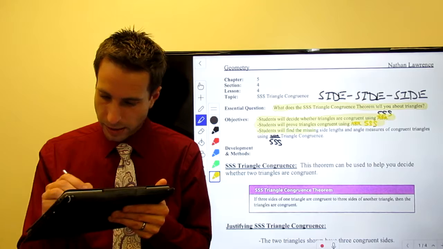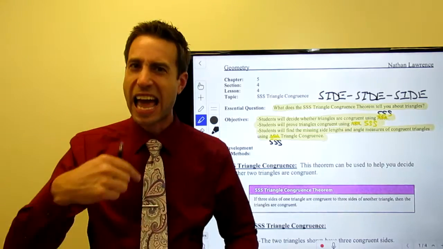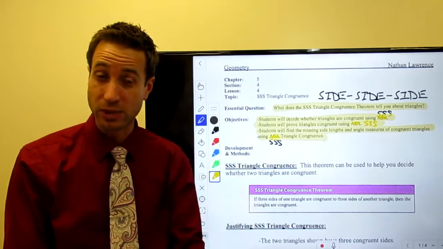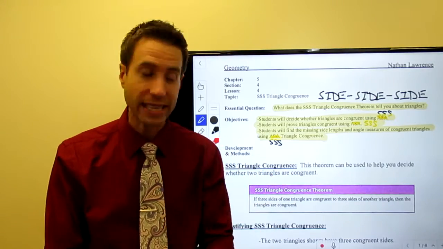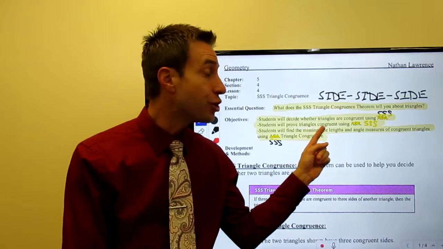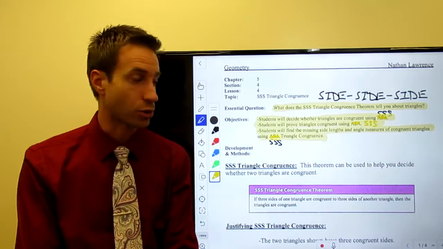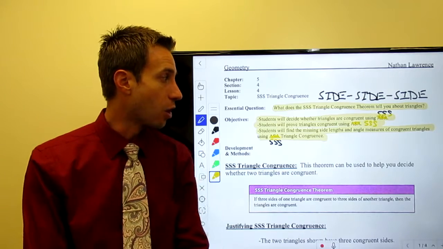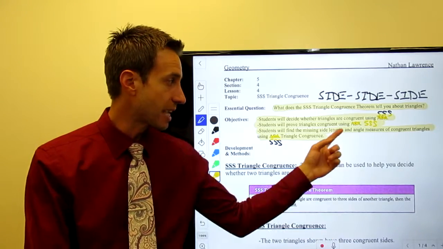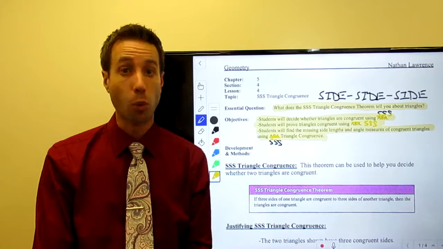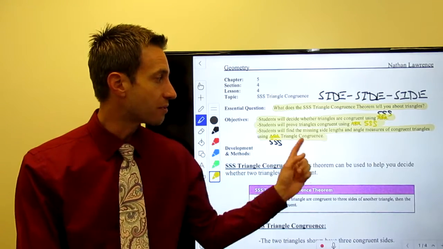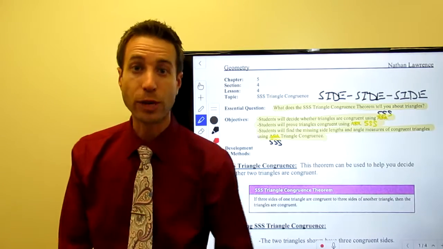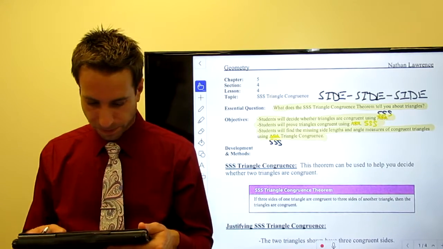Same objectives or learning targets as we've seen before. First, we're going to talk about the side, side, side congruence theorem. How does it work? Why does it work? Then you're going to go ahead and use that to prove that triangles are congruent. Of course, just like we've been doing all year long, because I also teach algebra, any chance I get to do algebra with you, we're going to do it. And so we'll use it to find the missing side lengths and angle measures of congruent triangles. So here we go. Let's just jump right into this.